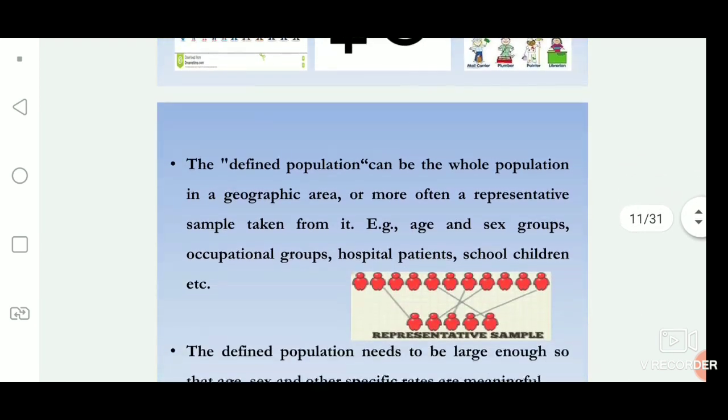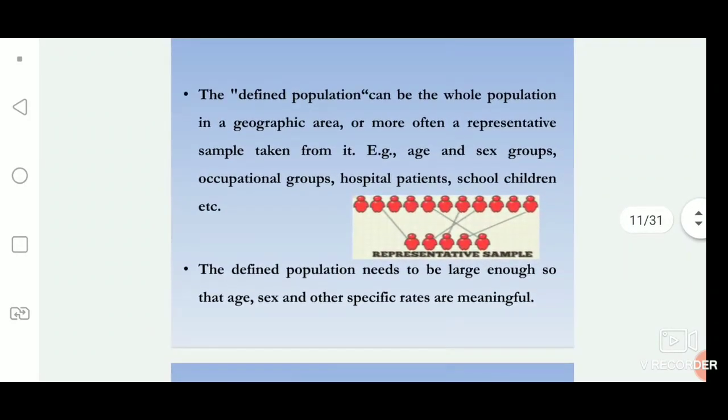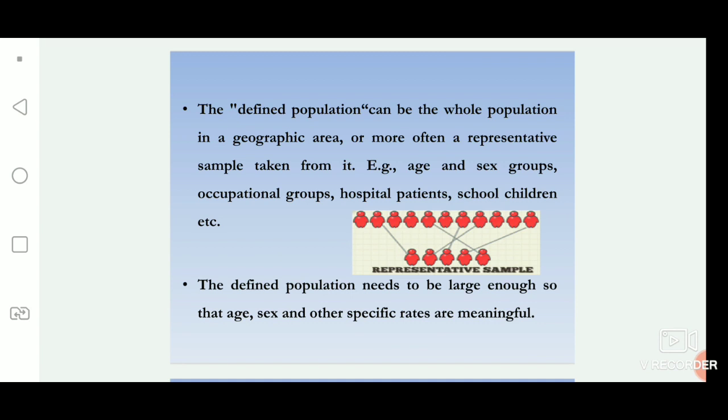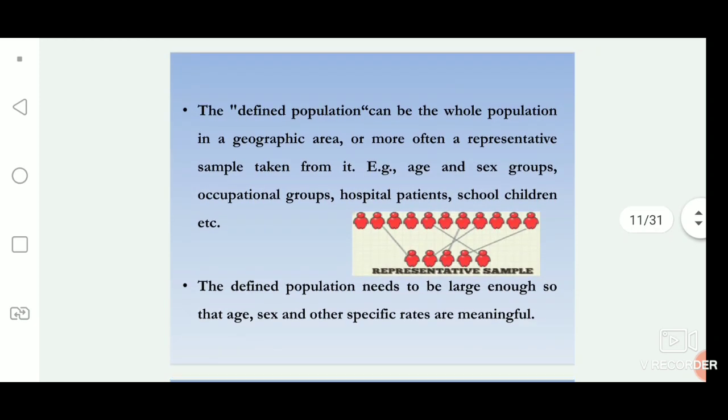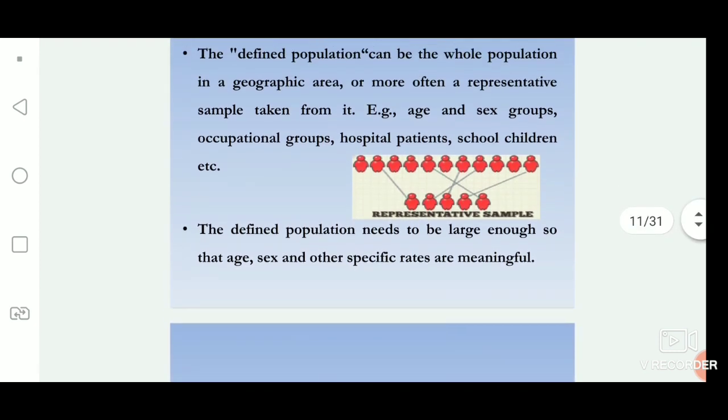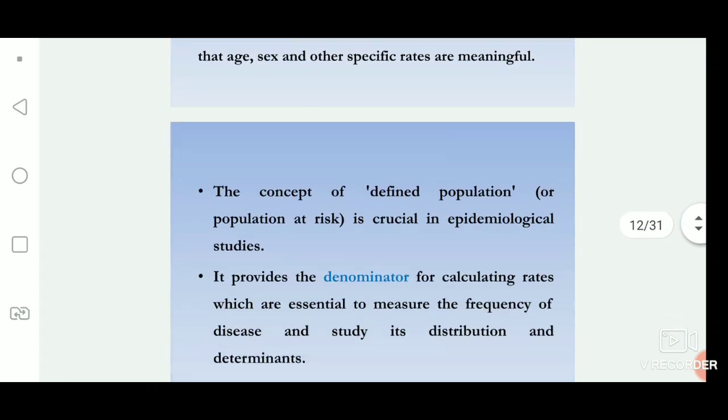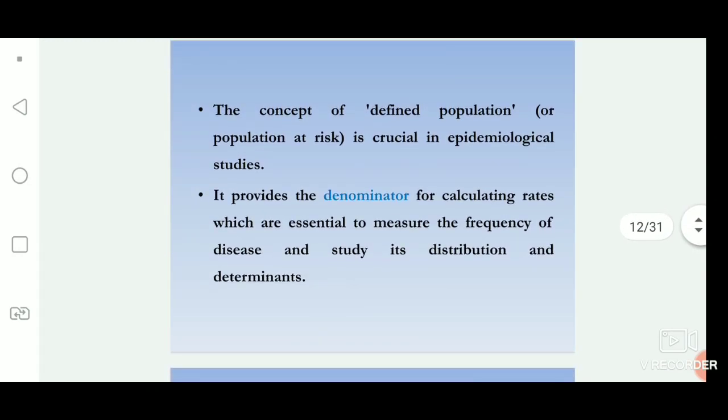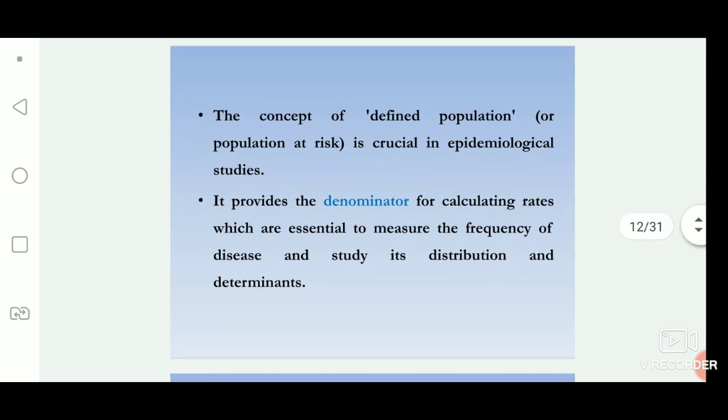Now, this defined population can be a whole population or in any geographical area. More often, it can be a representative sample taken from either schools or any particular occupation or any factory workers or any hospital patients, etc. This defined population needs to be large enough so that whatever information you are collecting gives some meaningful results. The concept of defined population is very crucial for epidemiological studies. It provides the denominator for calculating the rates which are essential to measure the disease frequency and study its distribution and determinants of that particular disease.